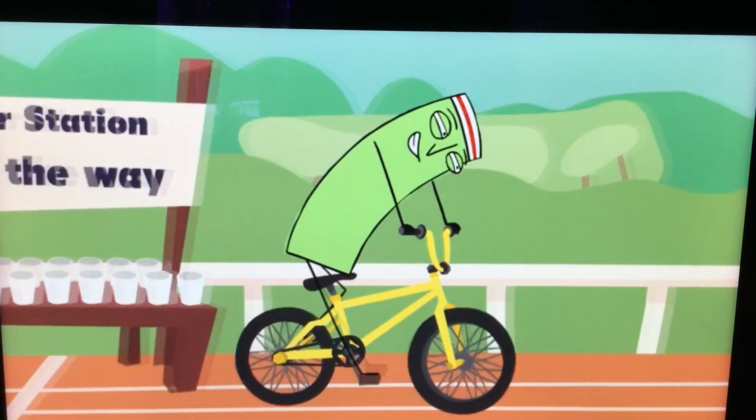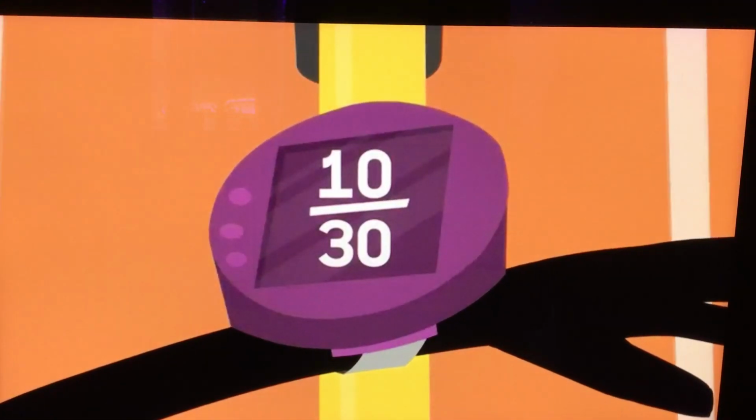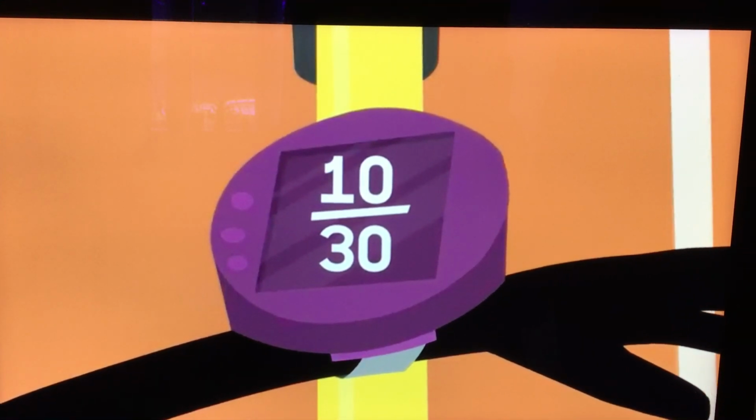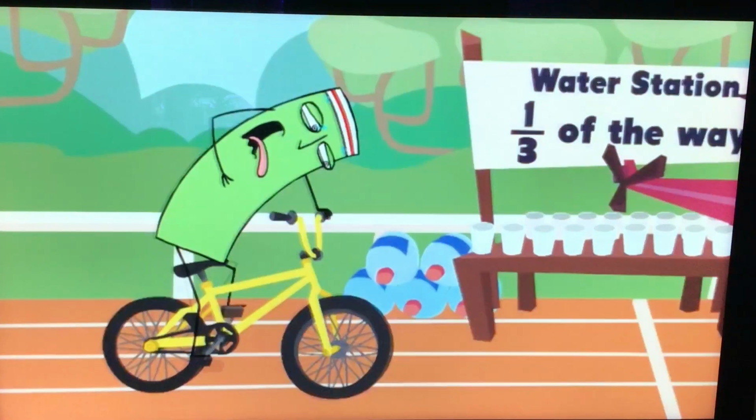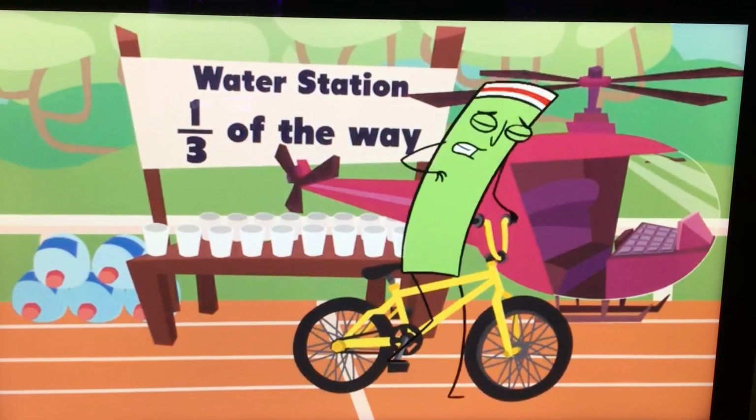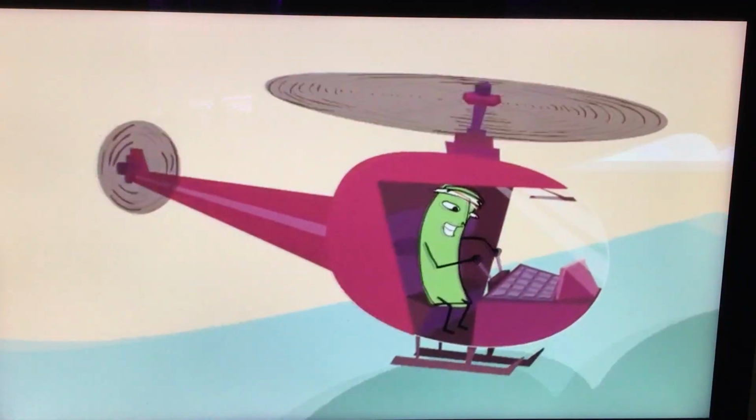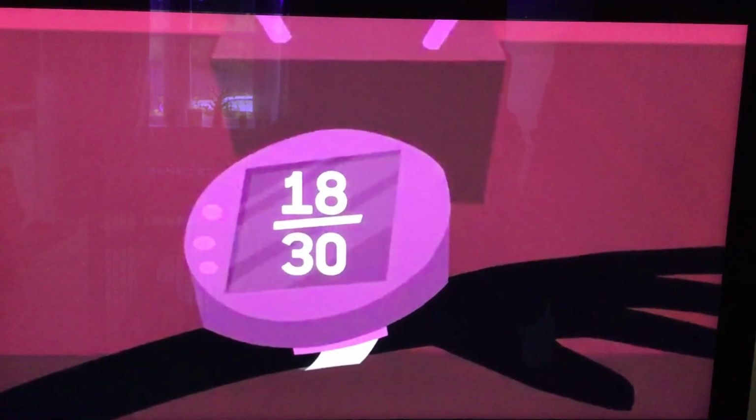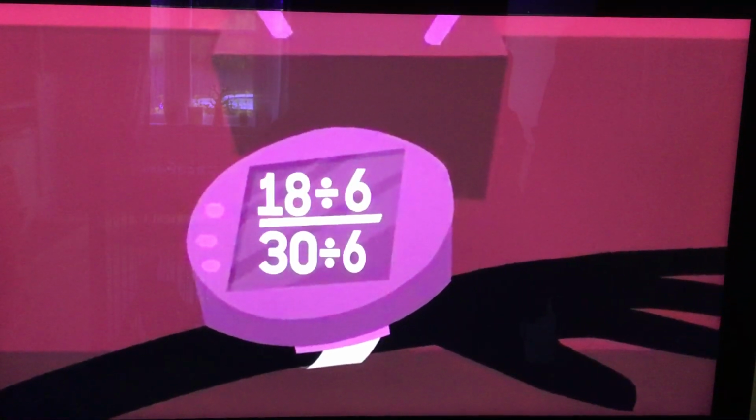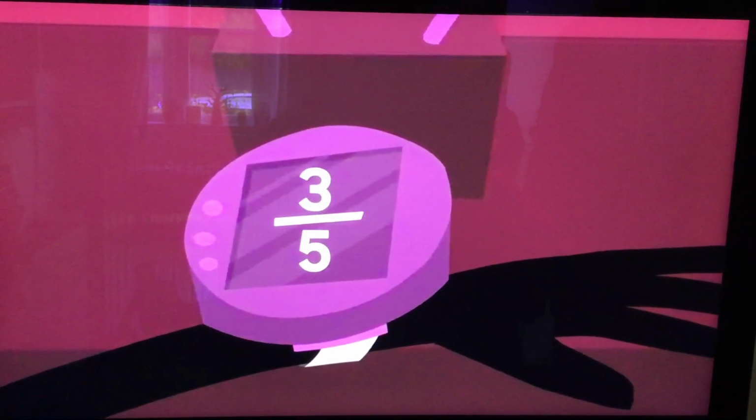Hey, that's cheating. There's another water station at 10 kilometres. Both 10 and 30 have a common factor of 10, so if we divide both by 10, you're 1/3 of the way. This is definitely cheating. But the next water station is at 18 kilometres. 18 and 30 both have a common factor of 6, so if we divide both numbers by 6, you're already 3/5 of the way.